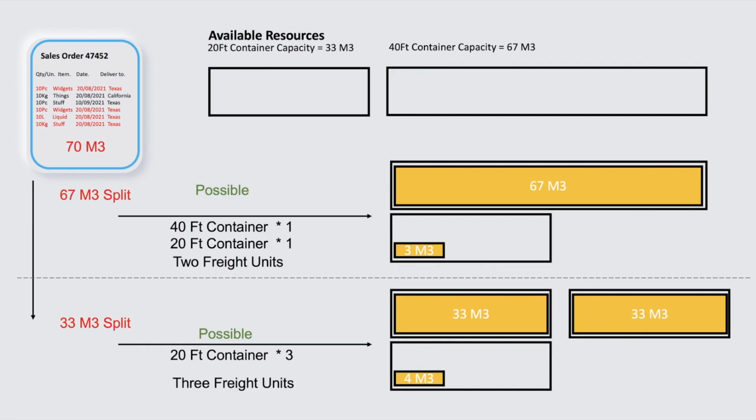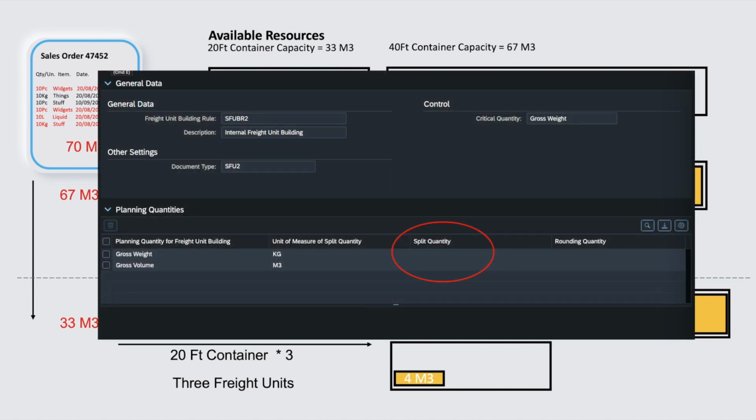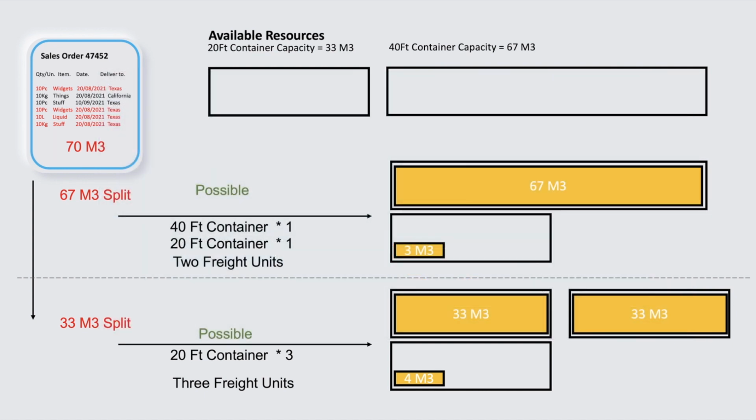So if we move on to this particular slide, we are now going to introduce a new parameter which exists in the freight unit building rule, and that is the notion of split quantity. To address the scenario that we had before, where sometimes I need to limit how much cargo is going to be consolidated into 1 freight unit due to the limitation presented by the transportation units at my disposal, we can actually put a split quantity in that freight unit building rule.